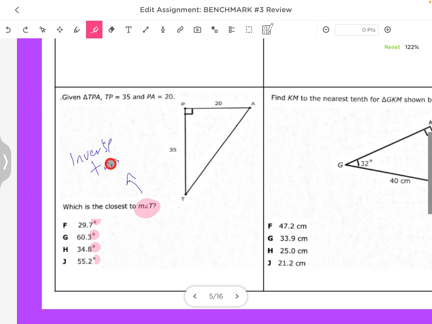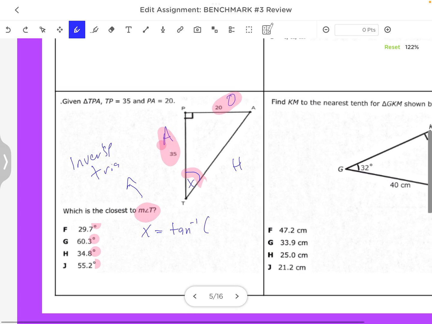So let's think about those sides. So from this perspective, right? So this is going to be our x, right? That's what we're trying to find. Then we know that this is hypotenuse, this is opposite, this has to be adjacent. So we're working with the opposite side, right, and the adjacent side. So we're going to say the tangent, x is equal to the inverse tangent, right? Because we're trying to find the angle measure. Inverse tangent of, right? We remember tangent is opposite over adjacent, right? So opposite, so 20 over the adjacent, which is 35, right?